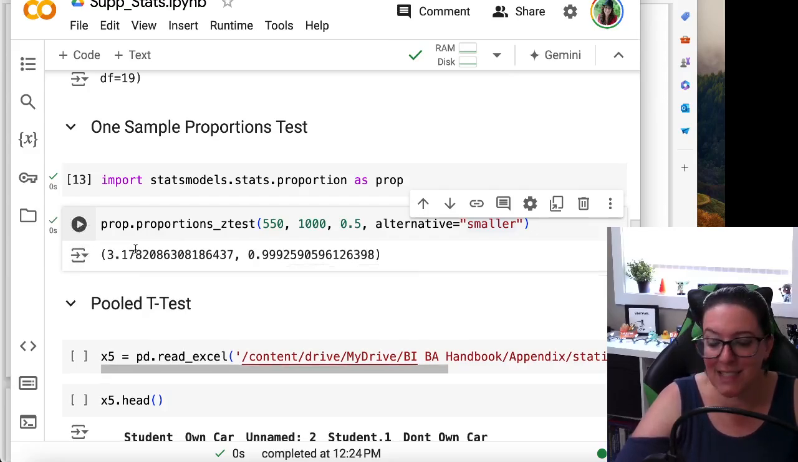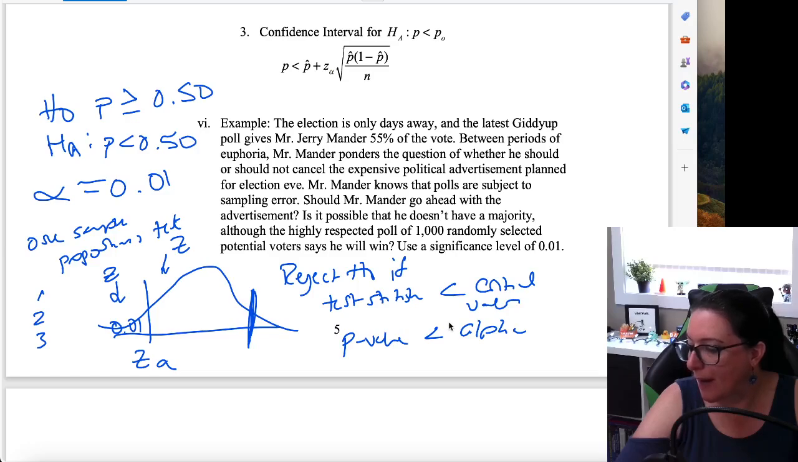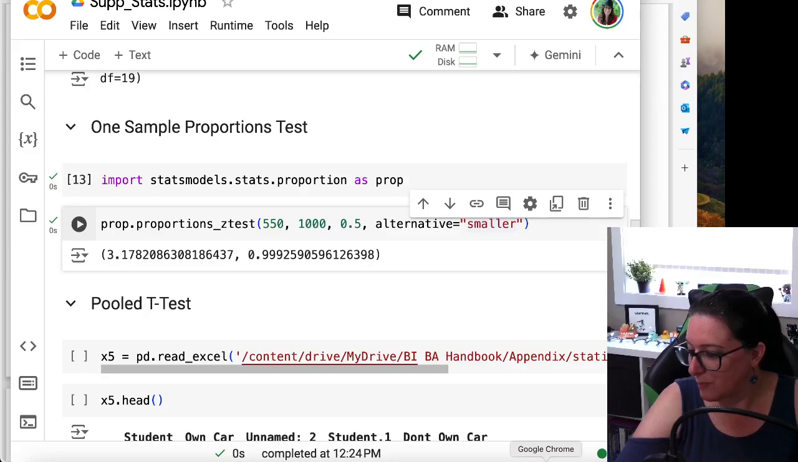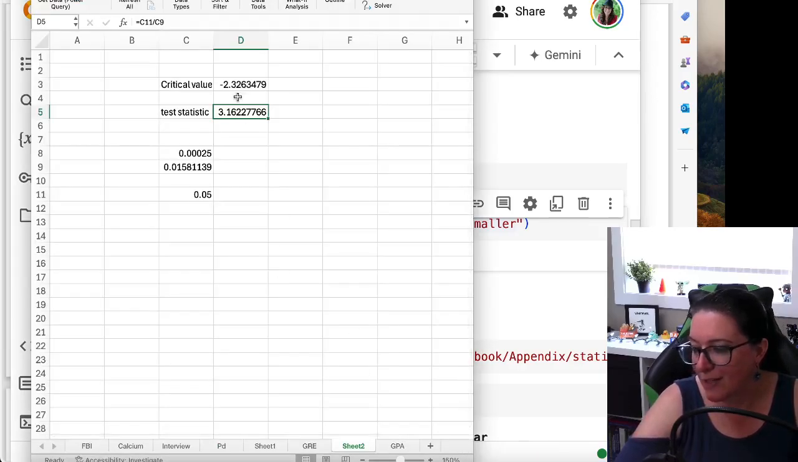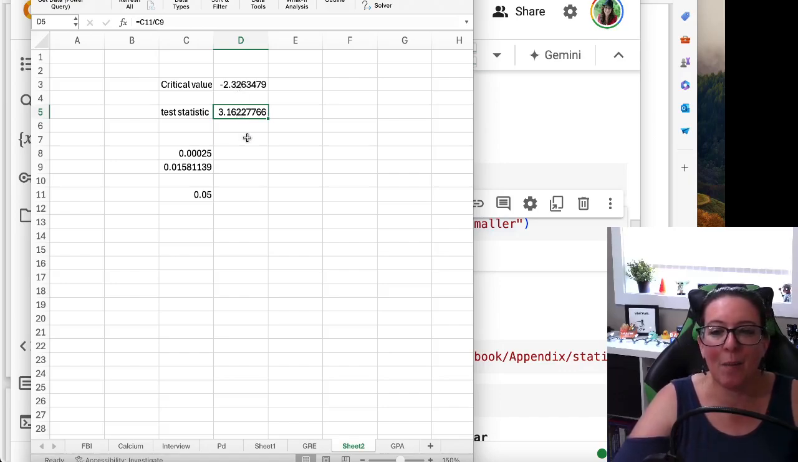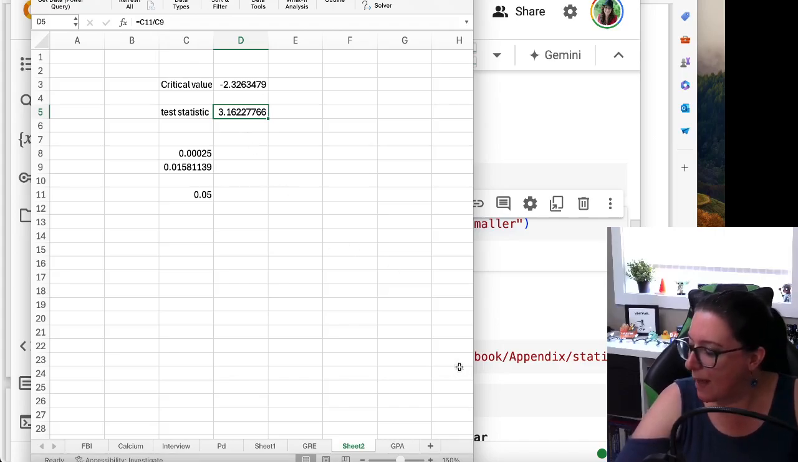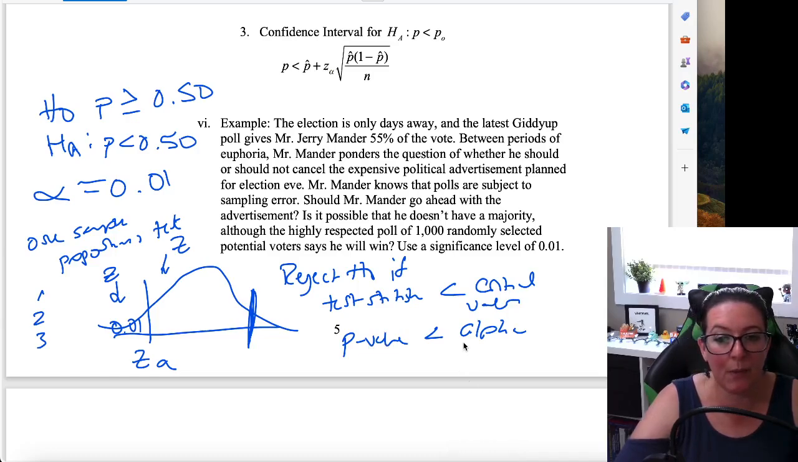We get a test statistic of 3.178, and we get a p-value of 0.99. Going back to our data, we could compare that 3.178 to the critical value, but we don't have to do that because we have a p-value. Instead, we can look directly at the p-value, and we know if the p-value is less than alpha, then we will reject the null hypothesis. Well, alpha is 0.01, our p-value is 0.99, so we fail to reject the null hypothesis. It is possible that Mr. Mander has more than or equal to 50% of the vote.